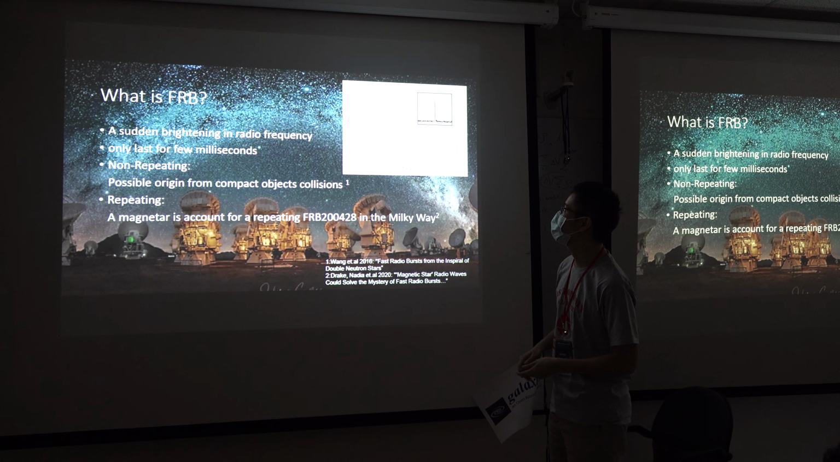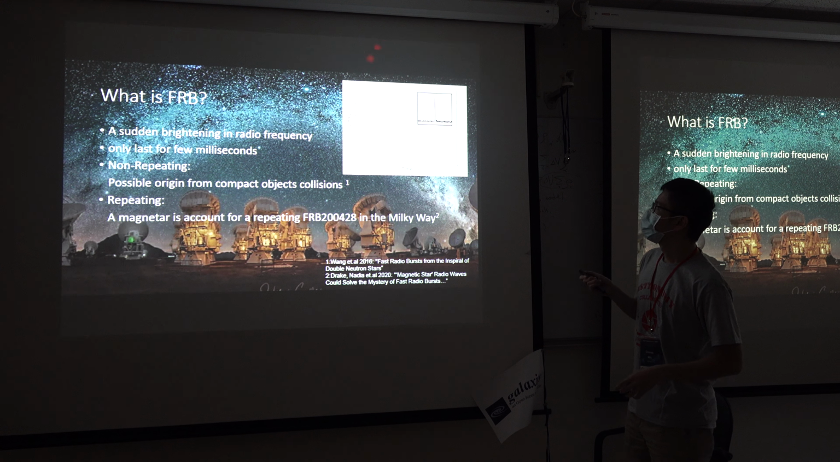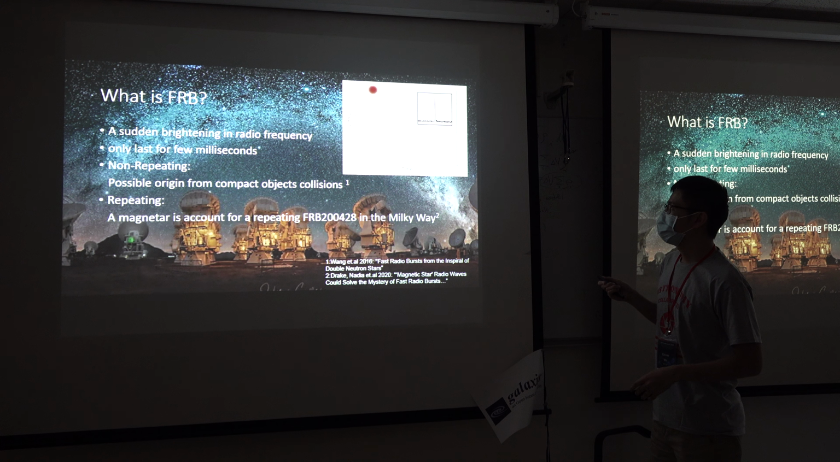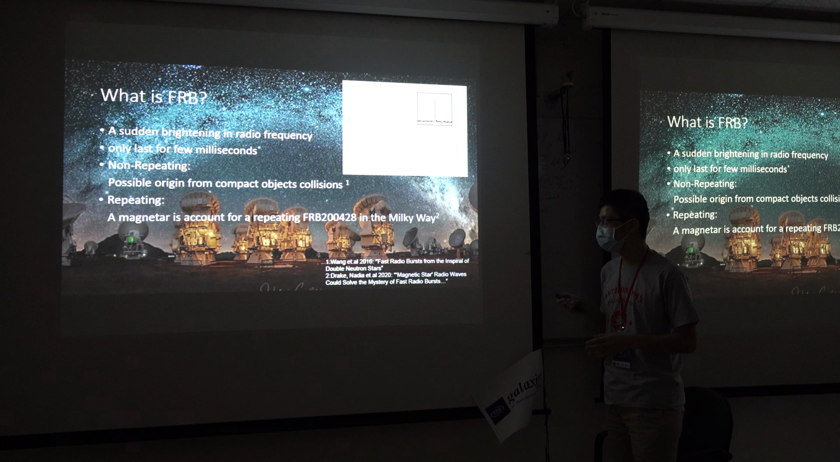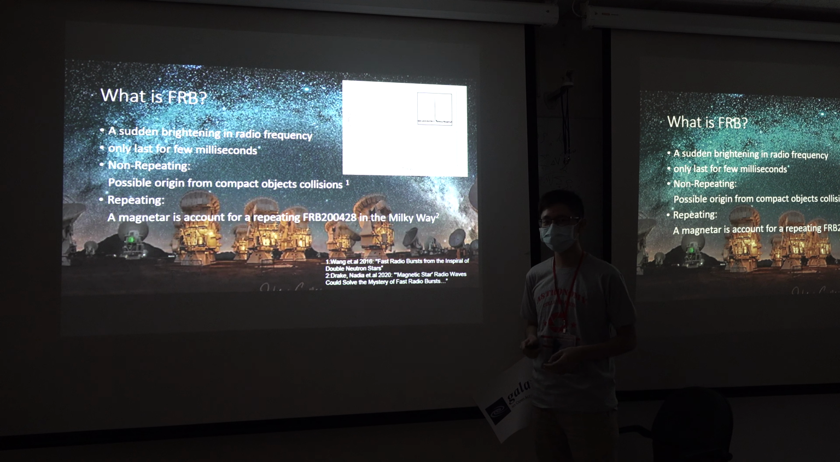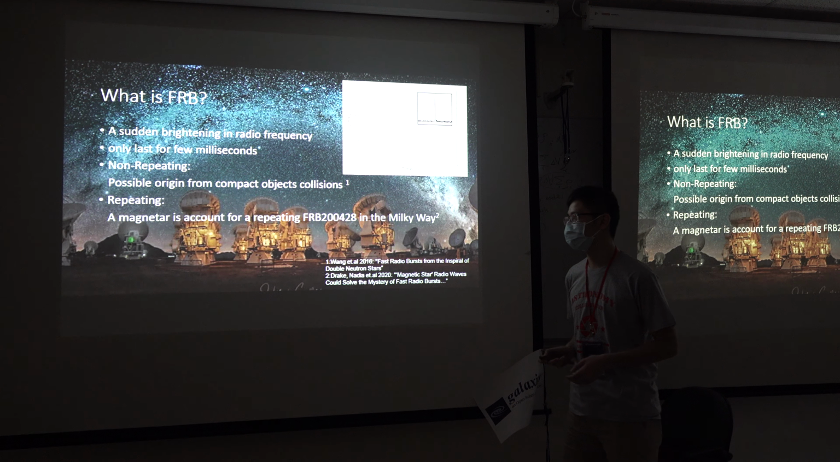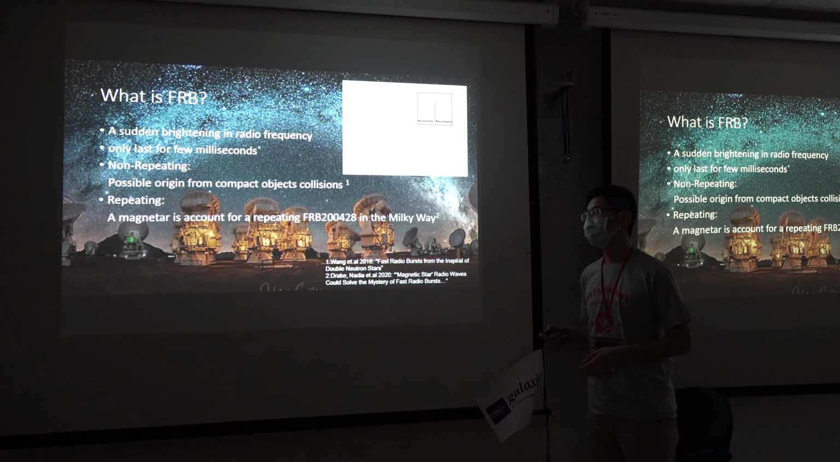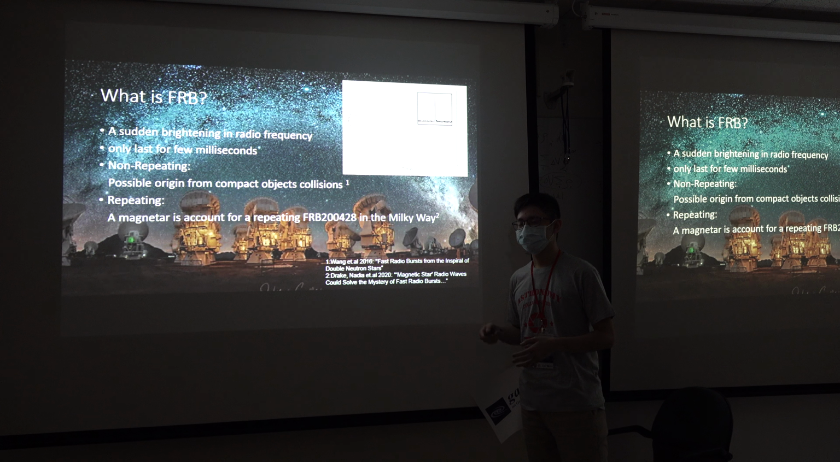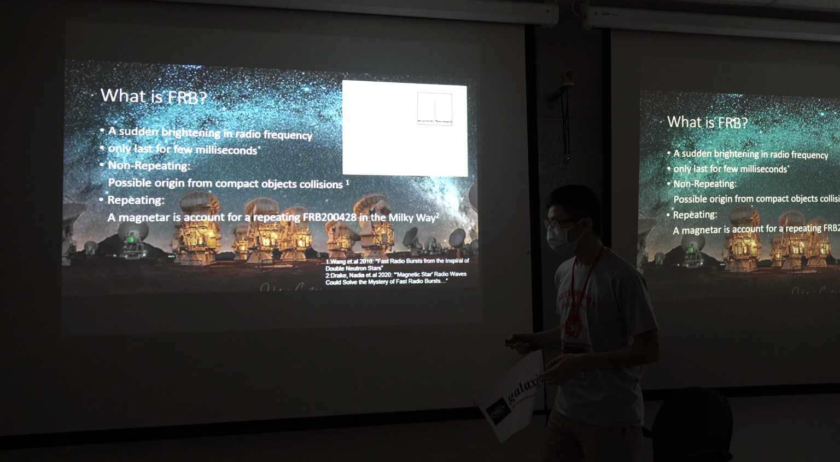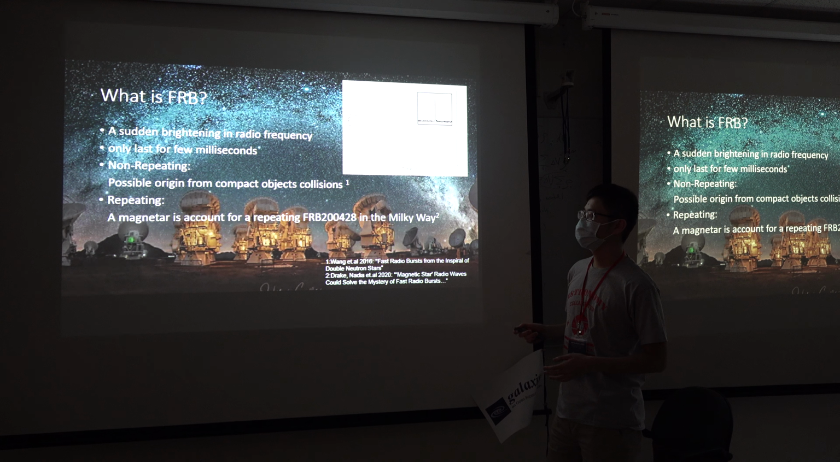So a typical FRB shows up like this. The frequency range of FRB usually takes several million hertz, and the duration of FRB only takes several milliseconds. And there are two types of FRB. The first type is the non-repeating one. It possibly originates from compact collisions, such as neutron star mergers or neutron star-black hole mergers or black hole mergers. And the other type is the repeating one.